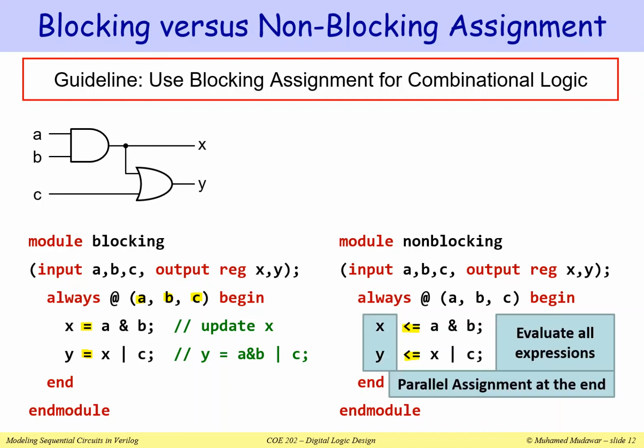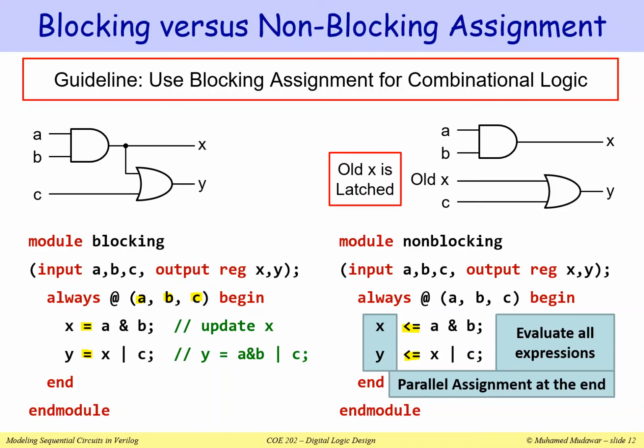This means that we are going to do the parallel assignment at the end. Therefore, this X is not the value of X that was computed by the previous assignment, because this assignment is non-blocking. It will be the old value of X. So it's not the value of X which is computed above, it is the old value of X. Therefore we have changed the meaning of the circuit. It becomes like this. The old value of X has to be latched as shown here. So I need a latch to remember the old value of X. We compute a new value of X, but we don't use it to compute Y as indicated here. We are using the old value of X to compute Y.